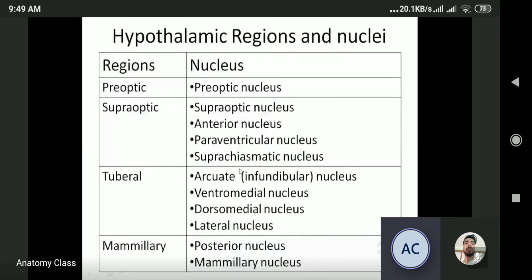Now we'll go for the nuclei present within the medial region of the hypothalamus. So these are the 4 regions of the hypothalamus. First is the preoptic region, and the main nucleus present within it is the preoptic nucleus. The supraoptic region consists of many nuclei, including the supraoptic nucleus, anterior nucleus, paraventricular nucleus, and suprachiasmatic nucleus.